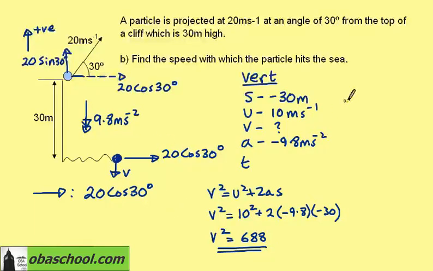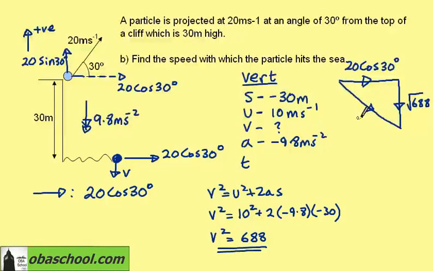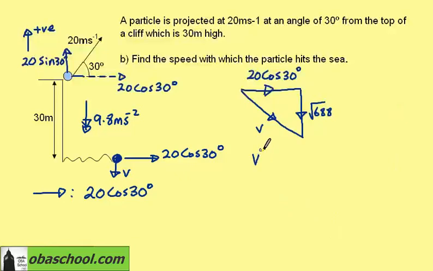We want the speed, so we consider a right-angled triangle. 20 cos 30 is the horizontal component of velocity, and the square root of 688 is the vertical component. The speed will be the length of the third side of this right-angled triangle. So using Pythagoras' theorem, v squared is going to be 20 cos 30 squared plus root 688 squared, which is 688.